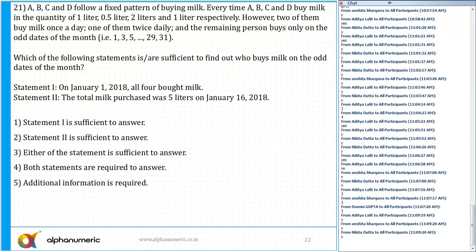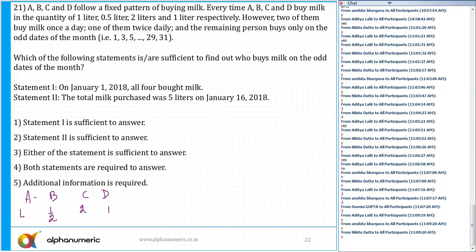Okay, 21. What is the answer for question number 21? Okay, let's see here. It says A, B, C, and D follow a fixed pattern of buying milk. Every time, A, B, C, and D buy milk in the quantity of 1, 0.5, 2, and 1 liter respectively. So A will buy in a multiple of 1, B will buy in a multiple of half, C will buy in a multiple of 2, and D will buy in a multiple of 1.